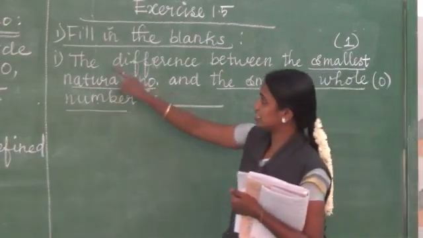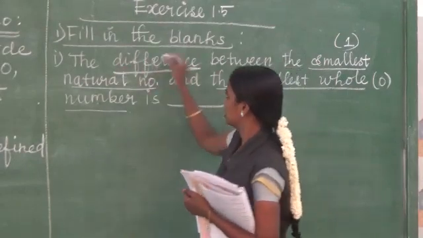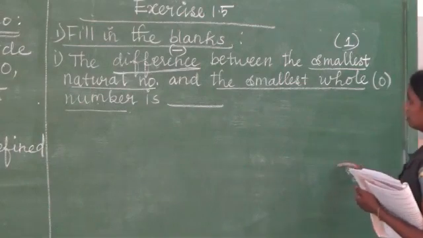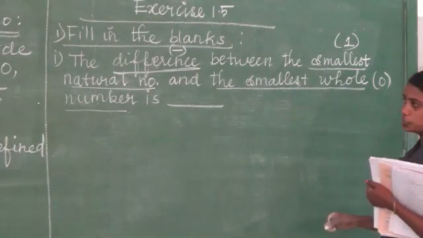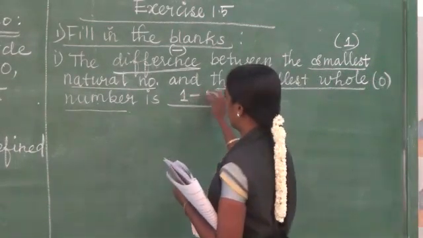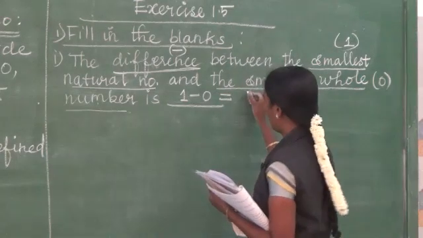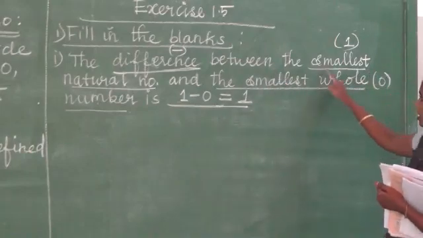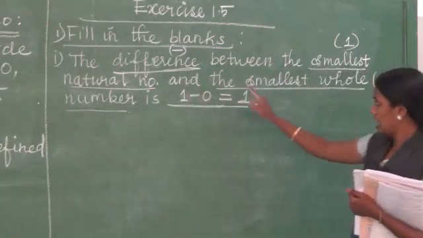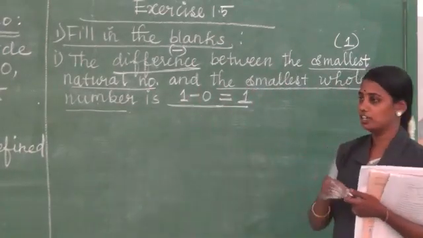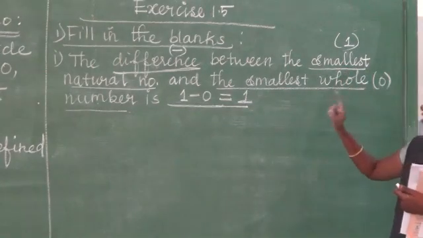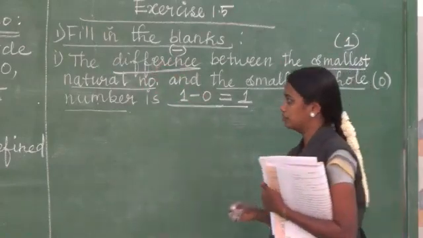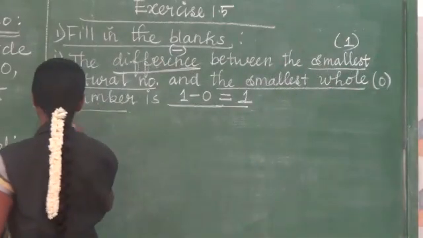The question is the difference, which means subtraction. So subtract: 1 minus 0. If you subtract, what will you get? 1. The answer is 1. The smallest natural number is 1, the smallest whole number is 0, and difference means subtraction. Okay, next option.